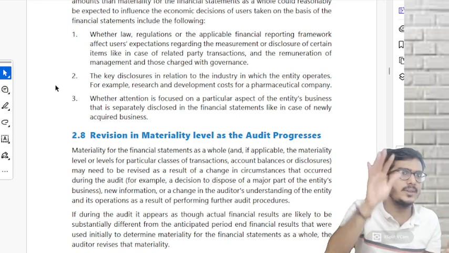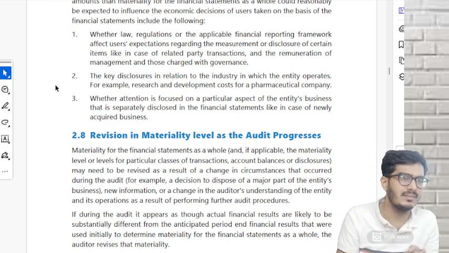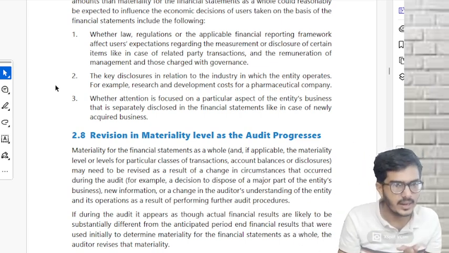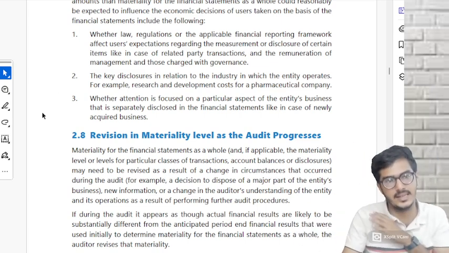Yes. For example, you set it at 1 lakh and you did not find any misstatement. What will you do? You will make it 2 lakhs. Can you revise the materiality level? Yes. Is it allowed? Yes.